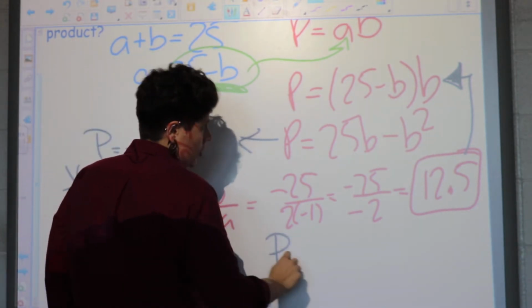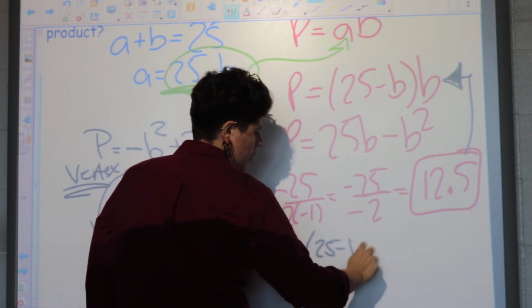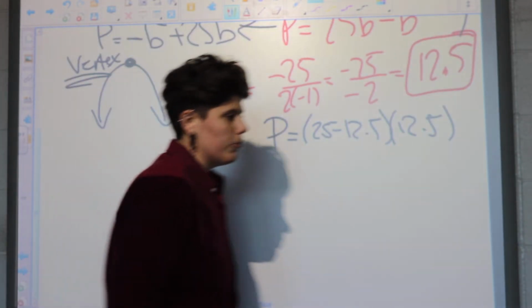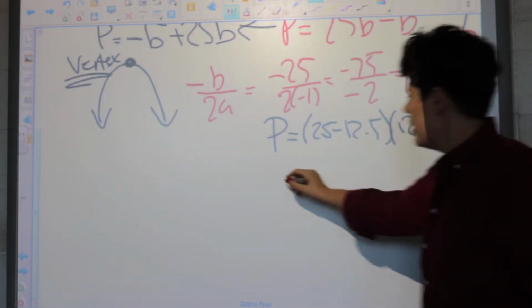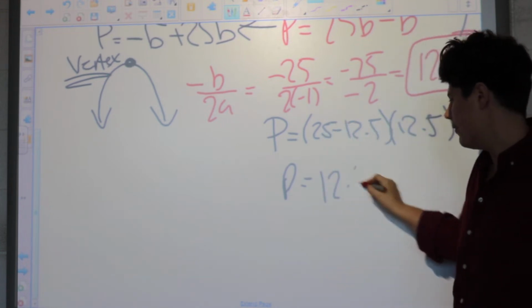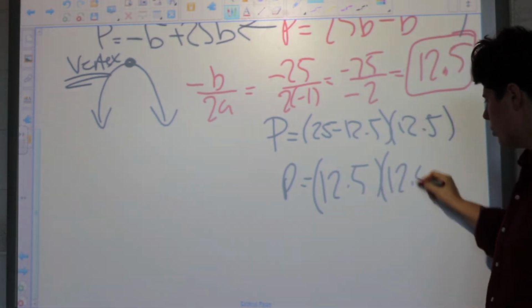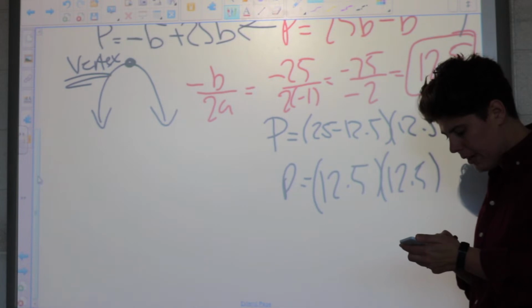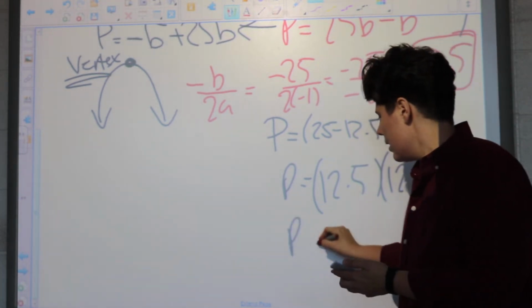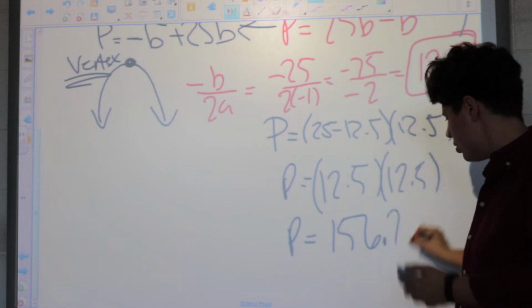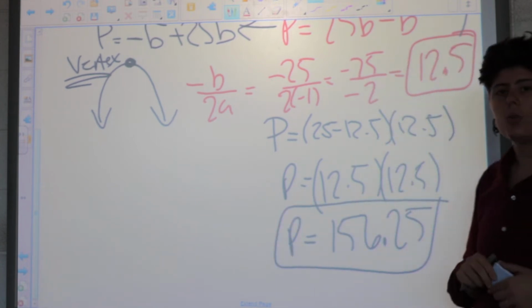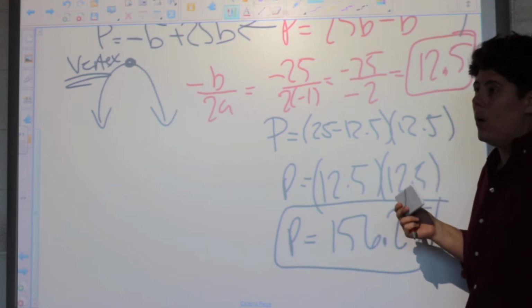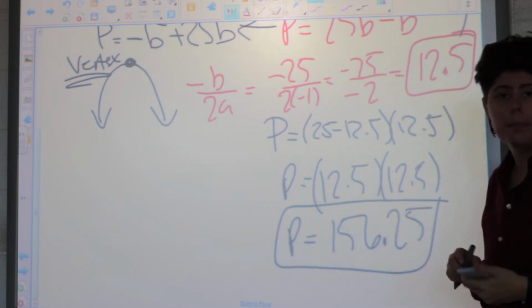I tend to always. So the product equals 25 minus 12.5 times 12.5, which means, let me grab my little 4-function calculator here. All right, 25 minus 12.5 is 12.5, and 12.5 times 12.5, or 12.5 squared, equals 156.25. Always be sure that you're answering the question that the problem asks. If I just gave what A and B equaled and not their product, I wouldn't be answering the question.